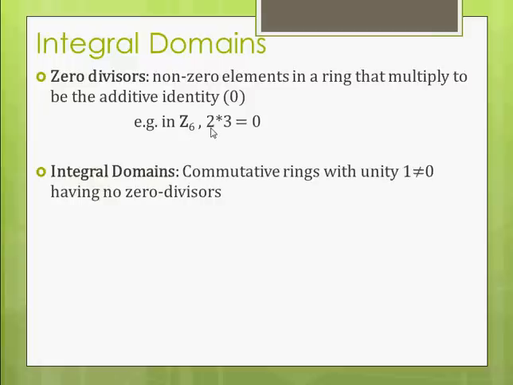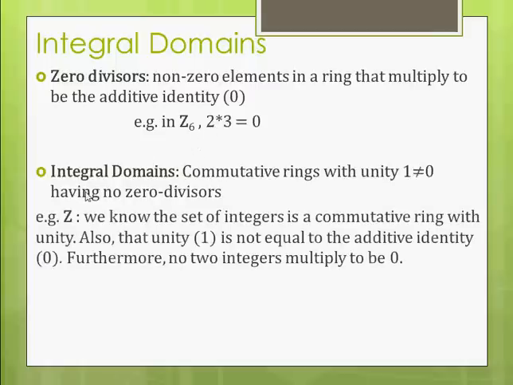So Z6 would not be an integral domain because we can't have zero divisors like 2 and 3 in Z6. So for example, the integers, which I posted on the second slide, are the most basic form of an integral domain. It's like the simplest example. We know that the set of integers is a commutative ring with unity. All the elements are commutative, and 1 is our multiplicative identity. And 1 is not equal to 0, obviously. The multiplicative identity is not equal to the additive identity. Also, no two non-zero integers multiply to be 0. So it's an integral domain. Integral domain, the set of integers. Integral meaning integers, domain, set. It's so simple once you just understand the name.